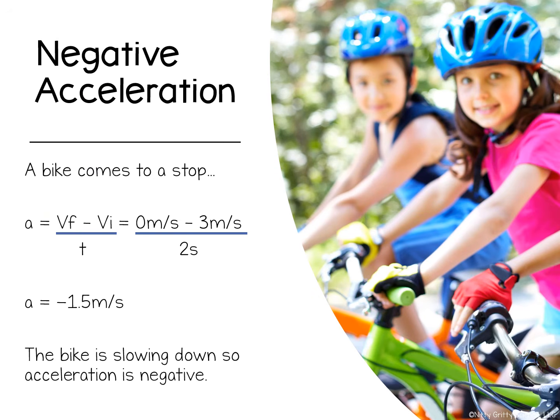If you were riding a bike and you started slowing down to a stop, your speed is now decreasing. Since the speed is changing, the bike is accelerating. However, since the speed is slowing down, then the bike has negative acceleration. Looking at this formula, the initial speed was 3 meters per second. Then you slowed your bike to a stop for your final velocity of 0 meters per second. If this stop took 2 seconds, by using the acceleration formula, your acceleration will equal negative 1.5 meters per second squared.